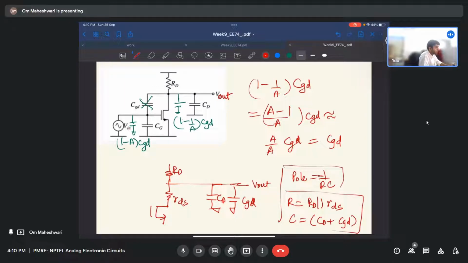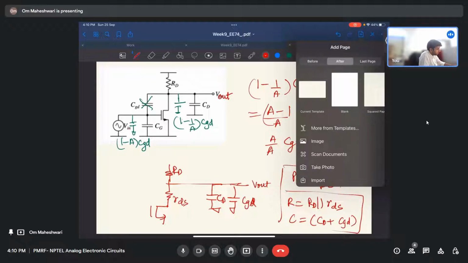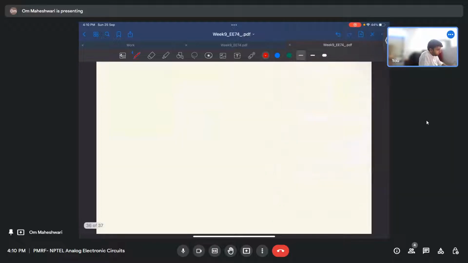Sorry, negative sign here also. So let me just try to write it. What you will get, pole will be RD plus RDS divided by RD RDS, times CGD plus CD. So this will be the pole finally.